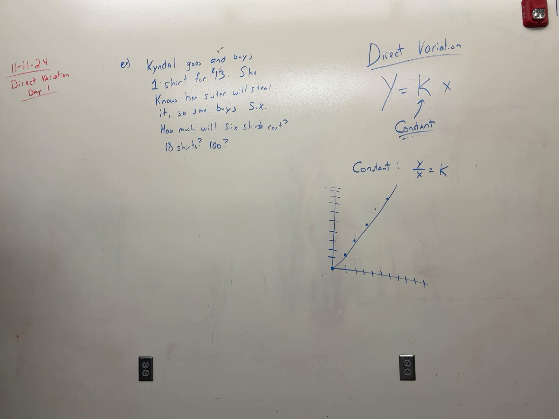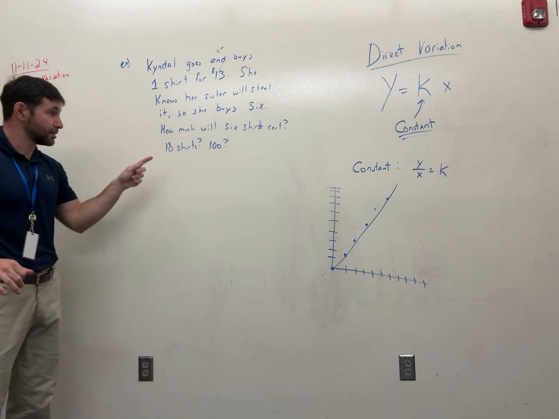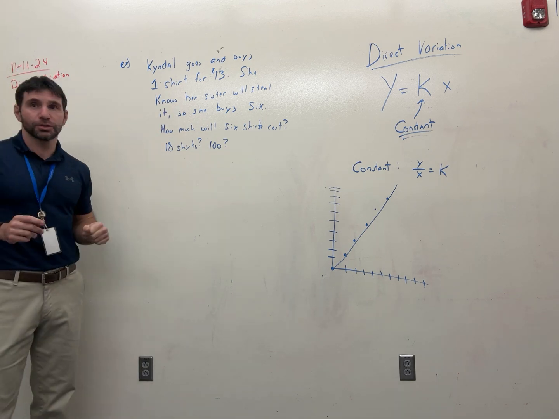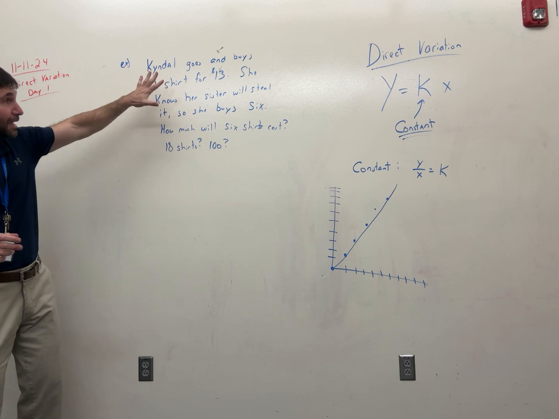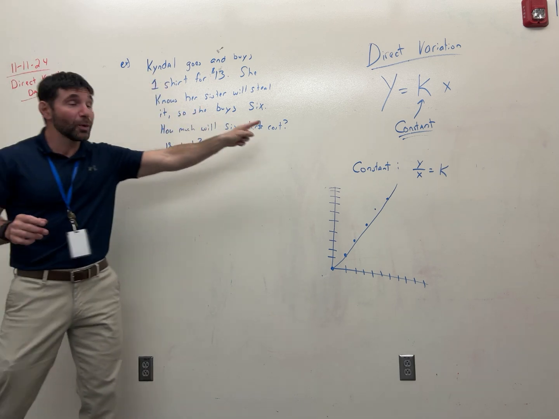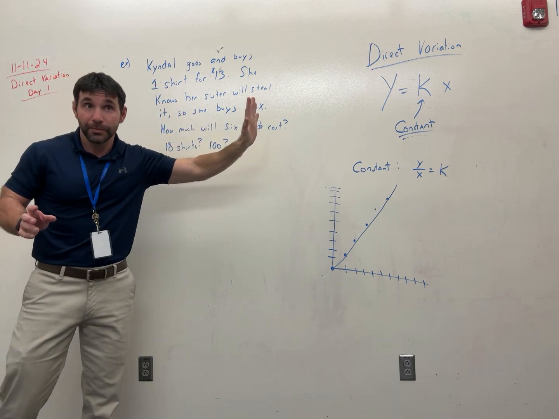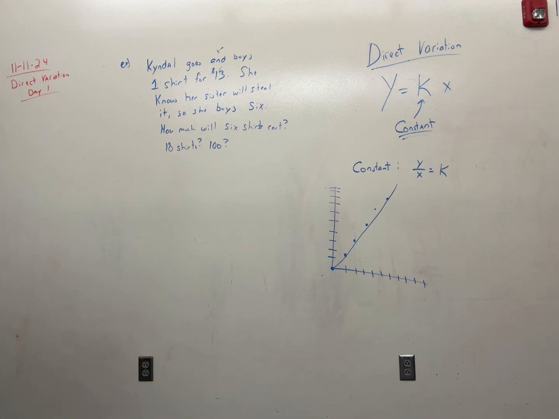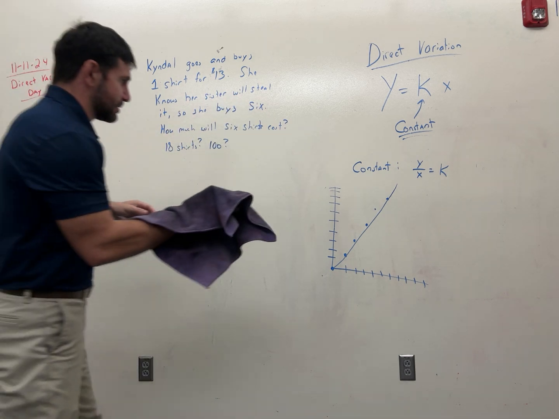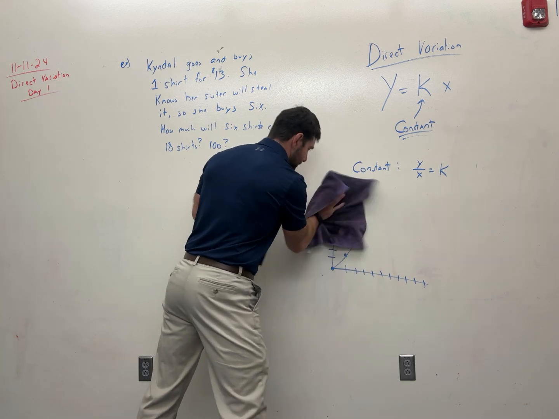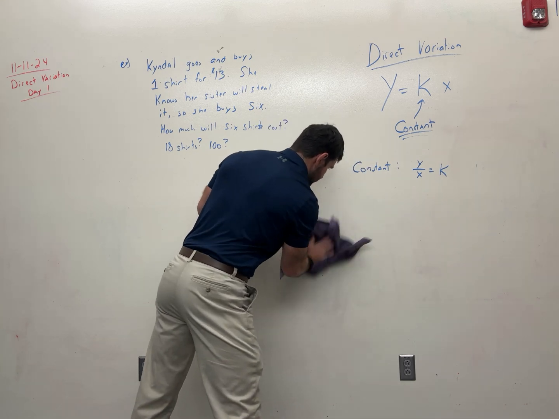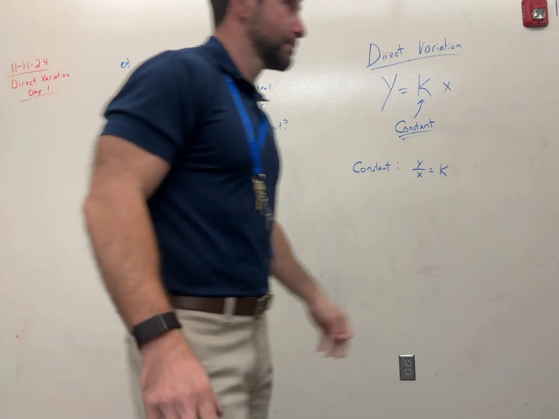Okay, so copy this down. Kendall goes and buys 1 shirt for $13. She knows her sister will steal it, so she buys 6. She wants that shirt. How much will 6 shirts cost? 18 shirts? 100 shirts. So I want you to make a table, have an equation, and then we're not going to graph it, but tell me what the constant is. What's unchanging? Okay, so copy that down.